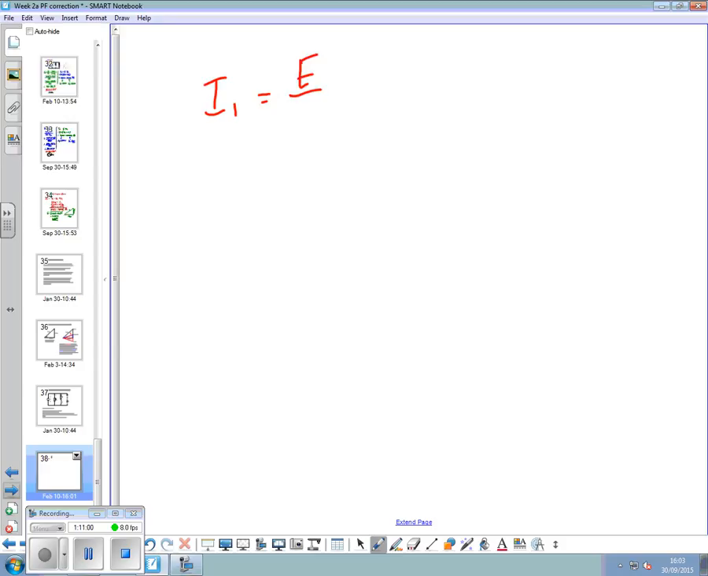It's E over Z1, so that's 200 over 100. There's no J terms in this, so quite quickly that's 2 amps, angle 0. Yeah, all happy with that? Yeah, or 2 plus 0J.